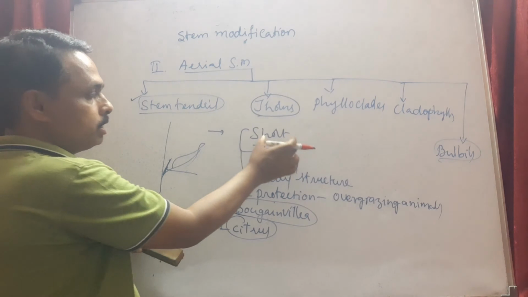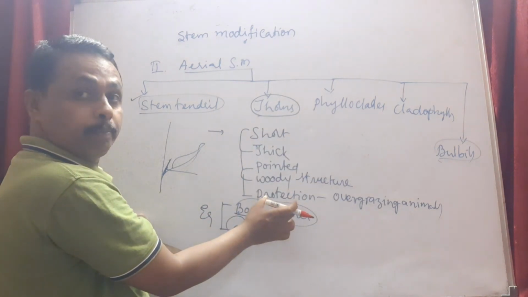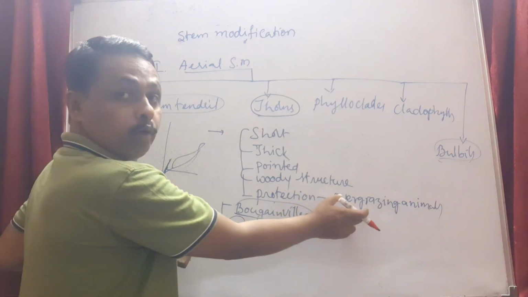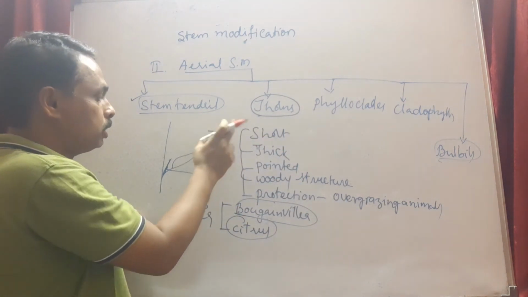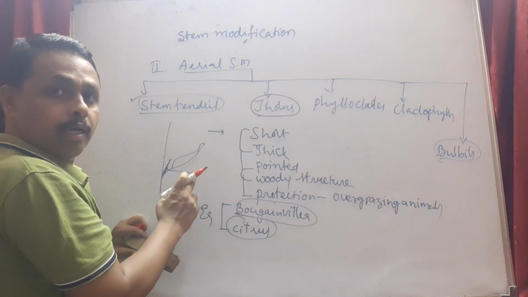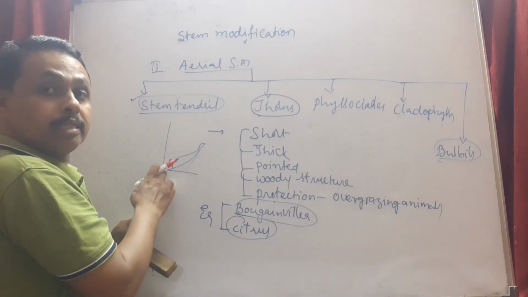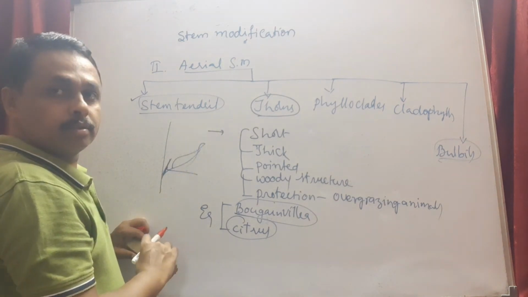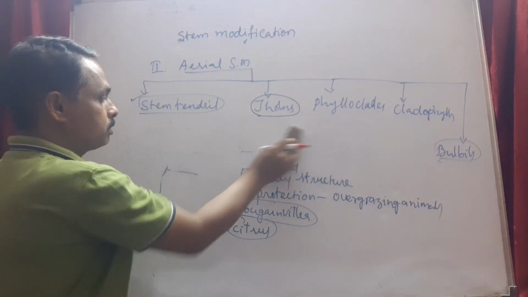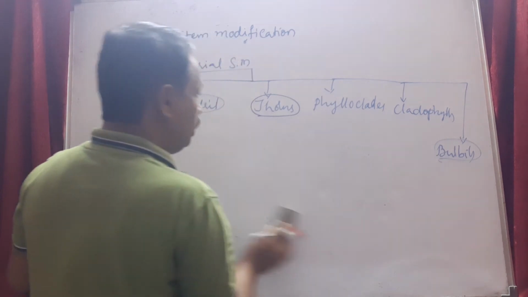Thorns are short, thick, pointed, woody structures that provide protection from overgrazing animals. Those structures will be called thorns. The thorns, especially in bougainvillea and citrus, are developed from axillary buds. So these axillary buds are modified into thorns. Right, that's about the thorns. The next one is phylloclades.